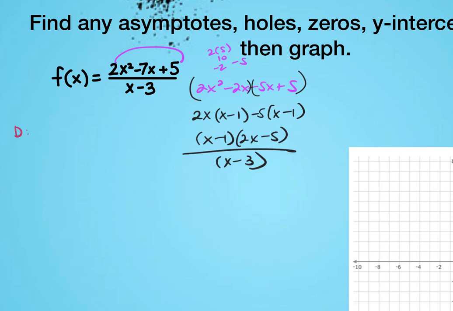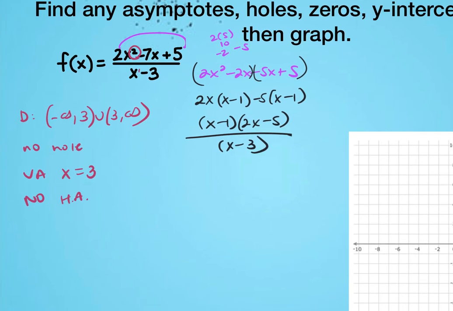Now domain. x cannot equal 3, so negative infinity to 3, 3 to positive infinity. There's no hole. So vertical asymptote comes from x equals 3. The exponent in the top is 1 more than the bottom, which means no horizontal asymptote, but there is a slant.